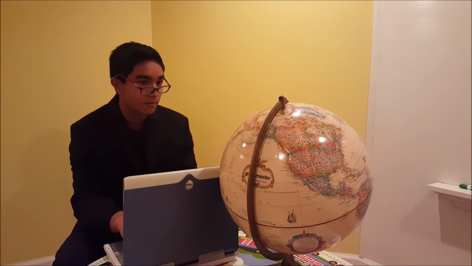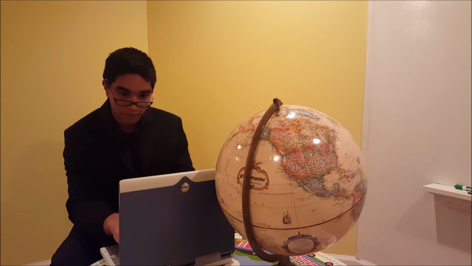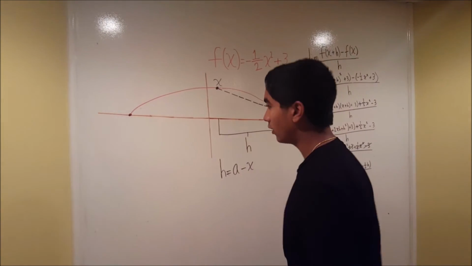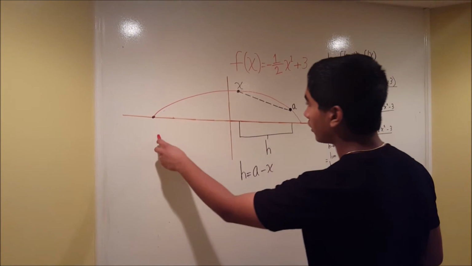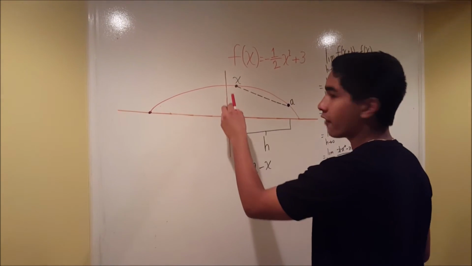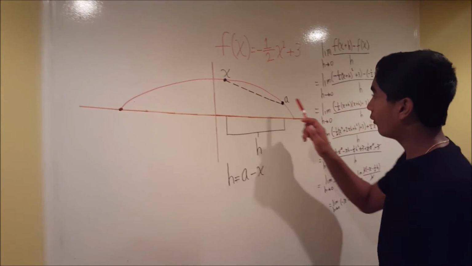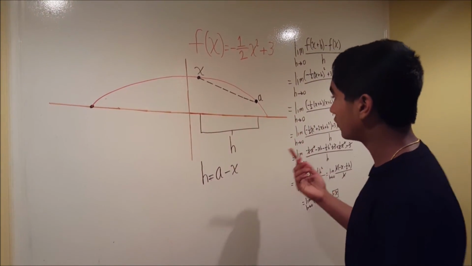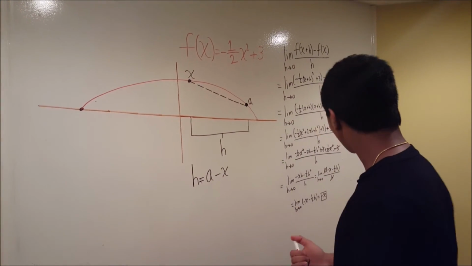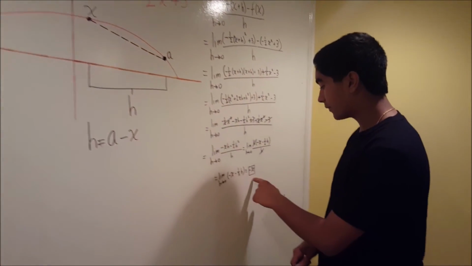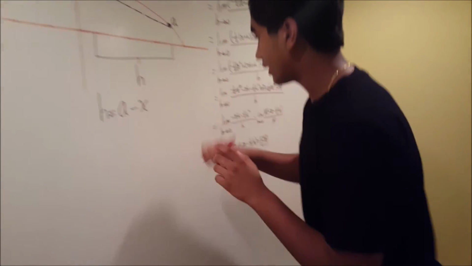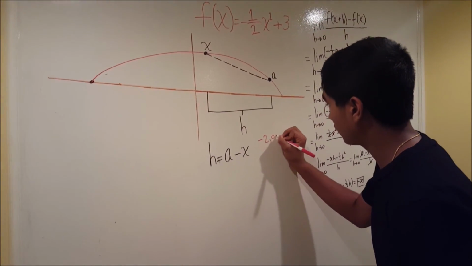Sir, I've just received a message that the alien base is about 4,000 miles away from ours. Well, if the base is 4,000 miles away from ours, since the origin is about halfway in between, then that means that point A has an x value of about 2,000 miles. So if we plug in this 2,000 into this, well then we just get negative 2,000.